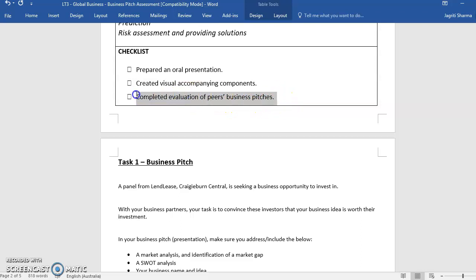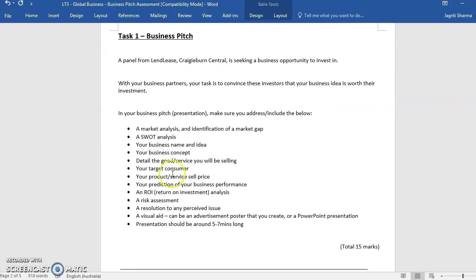We might need to skip that this time because we are not going to meet in person. Now this is something you need to include again. A panel from Lend Lease, Craig Event Center is seeking a business opportunity to invest in. With your business partners, your task is to convince these investors that your business idea is worth their investment. So have a good pitch. You need to convince people to invest in your business.